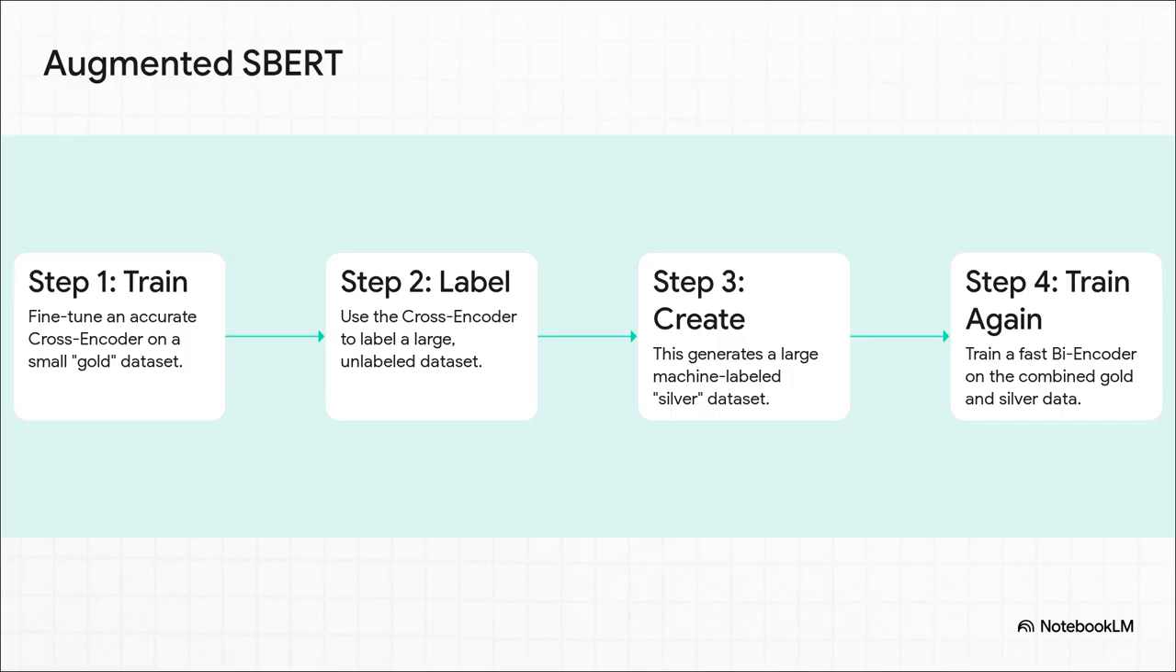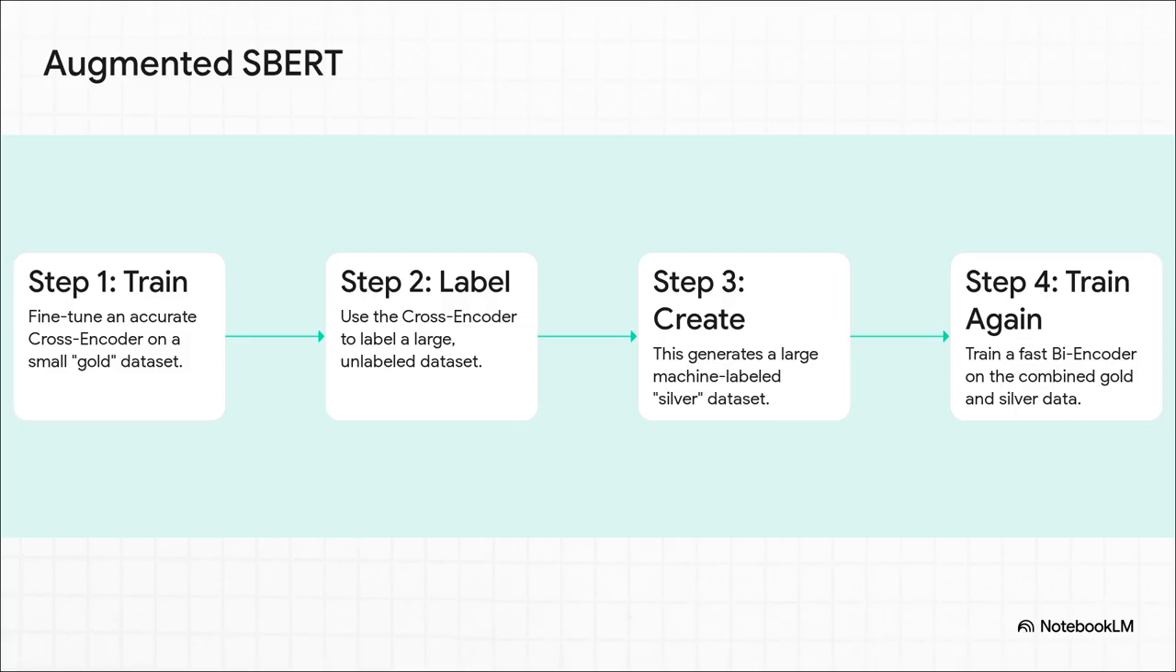No, absolutely not. Because there is this brilliant trick called augmented SBERT. Here's the game plan. First, you take your small, precious, human-labeled data, your gold data set, and you use it to train one of those slow but super accurate cross-encoders. Then, you just let that expert model loose on a giant pile of unlabeled sentences and have it label them for you. This creates a huge machine-labeled silver data set. And then finally, you combine both your gold and silver data sets to train your fast, scalable bi-encoder. You've basically just used a tiny bit of quality to generate a whole lot of quantity.